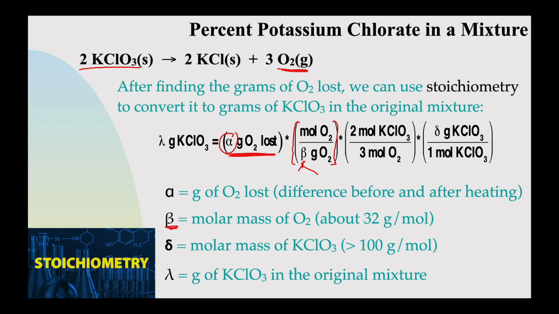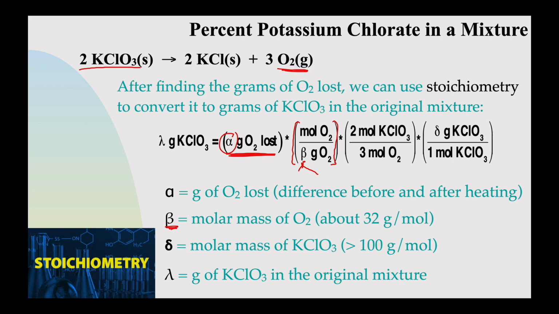That's what beta is. So on the periodic table, oxygen is about 16 grams per mole. O2 would be twice that, or about 32 grams per mole. So you'd put 32 there in for beta, and that would turn your grams of oxygen into moles of oxygen lost. Then we've got this 2-3 ratio right here.